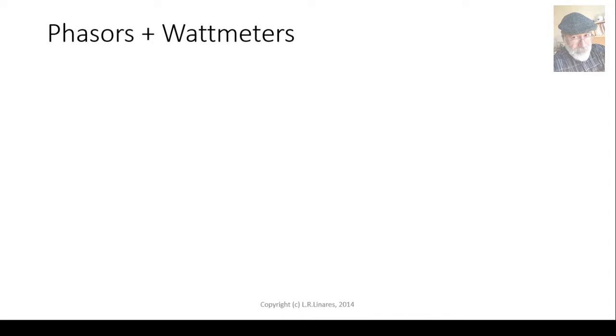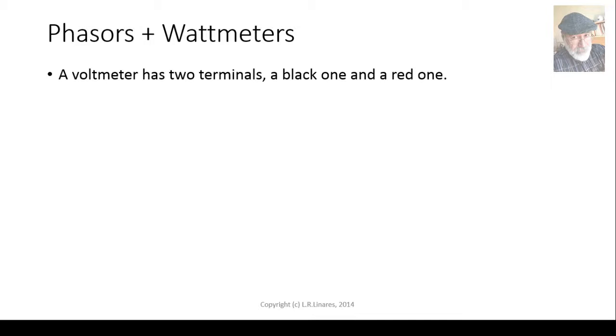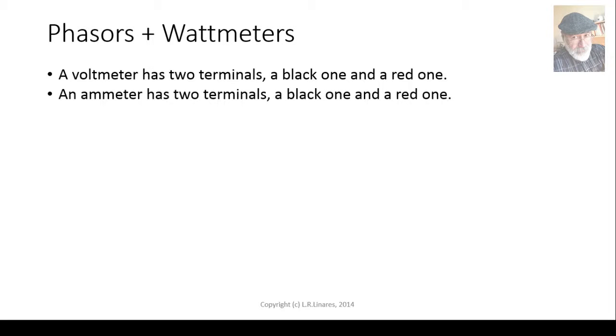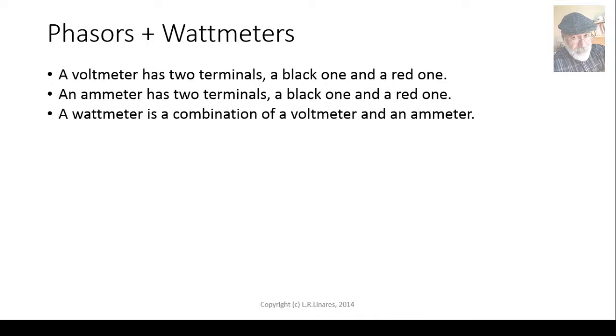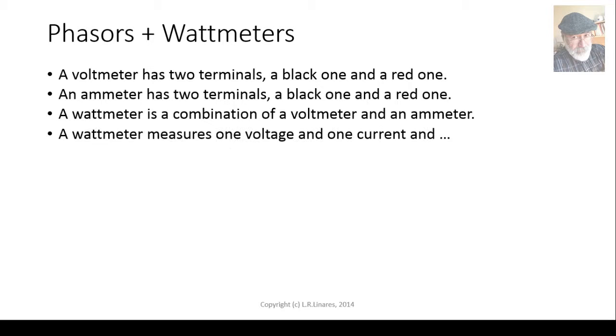Let's talk a little bit about phasors and wattmeters that we have seen in this class. A voltmeter has two terminals, right? A black one and a red one. An ammeter also has two terminals, a black one and a red one. Well, a wattmeter is a combination of a voltmeter and an ammeter, as we saw in class, and we saw that in 251 as well. A wattmeter measures one voltage and one current, and then it multiplies them and finds the average of that product.